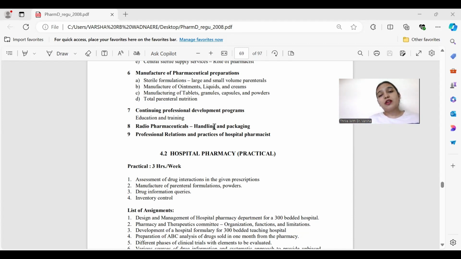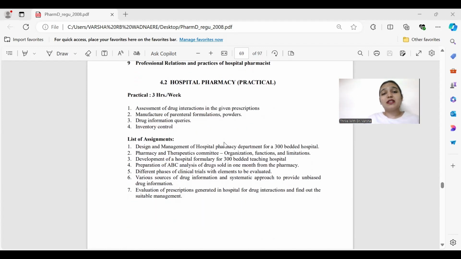Then radiopharmaceutical handling and packaging. Then professional relations and practices of hospital pharmacists: how you will maintain your position, what practices you'll be following, how you will maintain harmony within every healthcare professional. We'll be learning that.